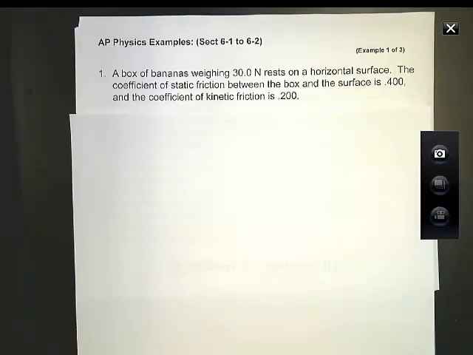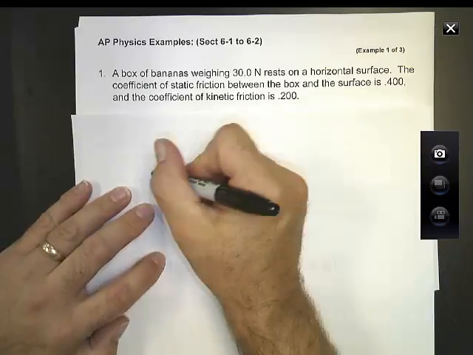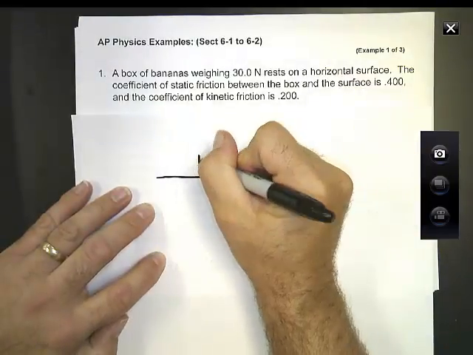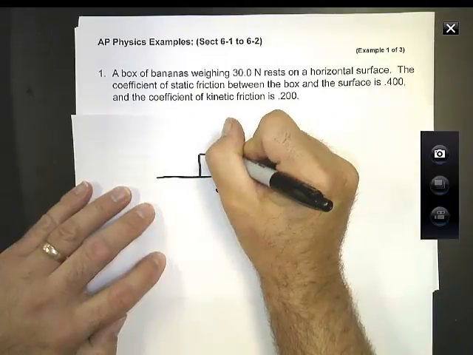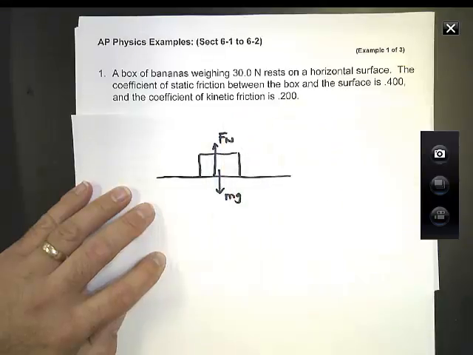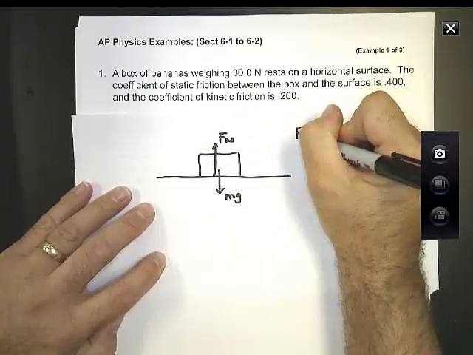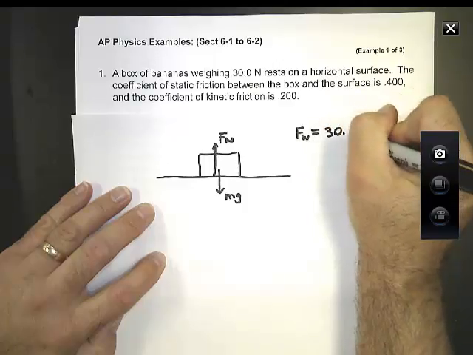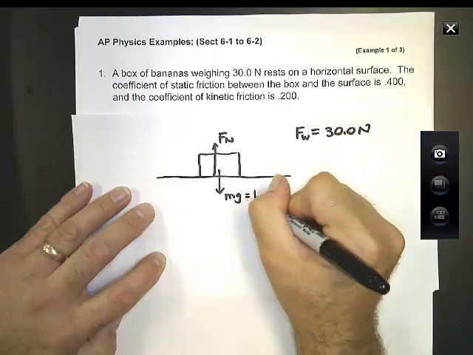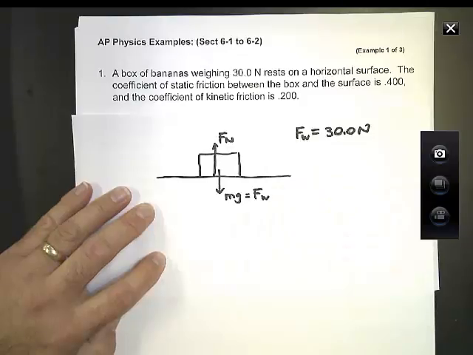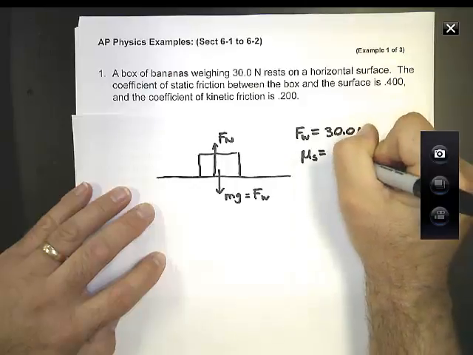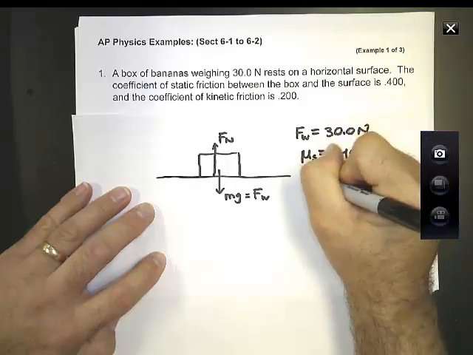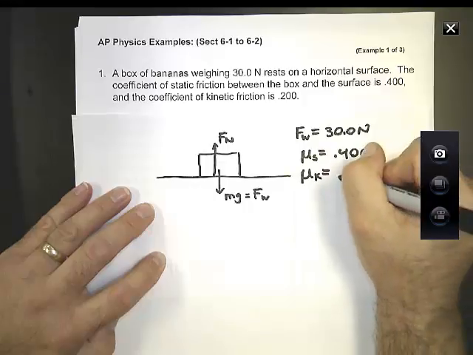Okay. So the example says a box of bananas weighs 30 newtons and rests on a horizontal surface. Here's our horizontal surface, our box of bananas. It's got weight, and it has a normal force on it due to the surface. The weight is 30 newtons, so that's the mg over here. The coefficient of static friction between the box and the surface is 0.4. The coefficient of kinetic friction between the box and the surface is 0.2.